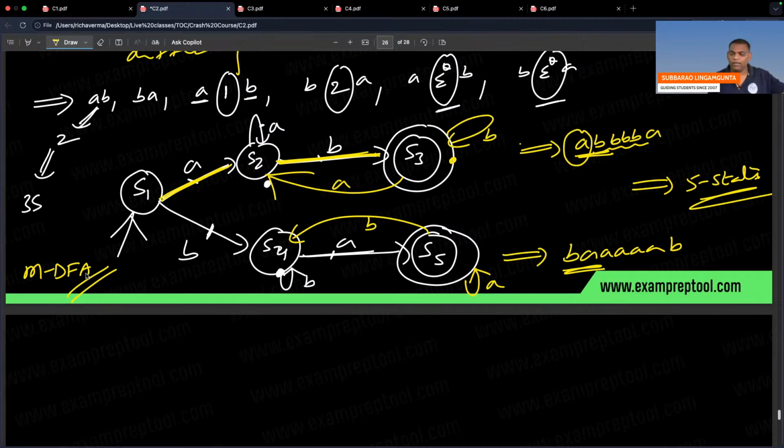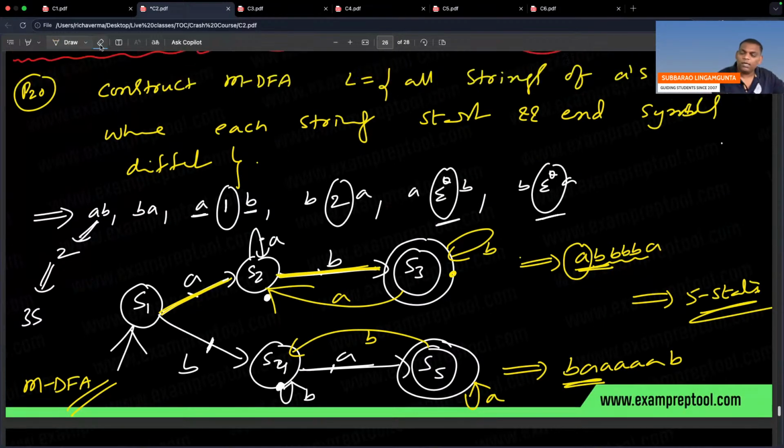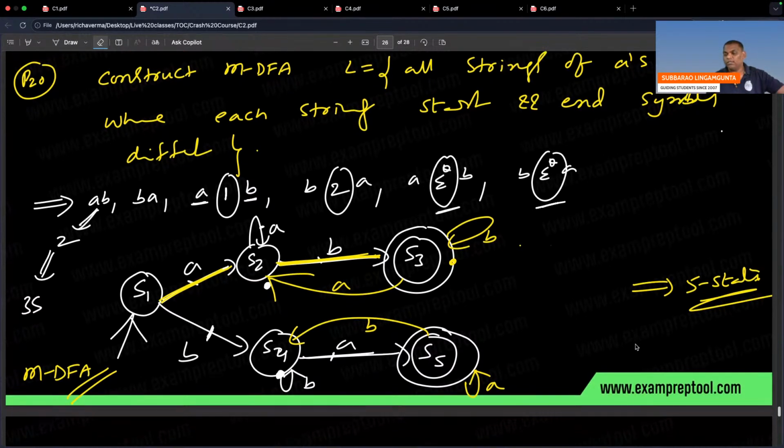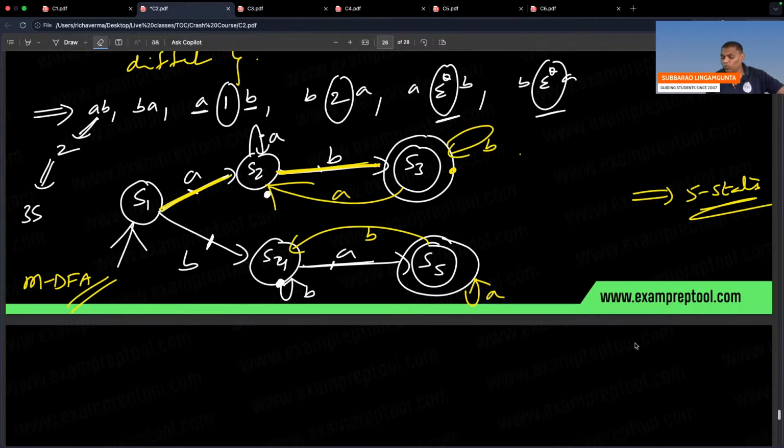Now understand. A very, very important thing is coming. Everyone understand. One interesting thing is coming. It will create a lot of trouble for all the people if you don't listen. This is the minimal DFA for all strings of A's and B's where the starting and ending symbols are different. If we give any string where starting and ending are different, it will accept. Starting with A, ending with B, the upper path will take care. Starting with B, ending with A, the lower path will take care. Like that, everything is fine.